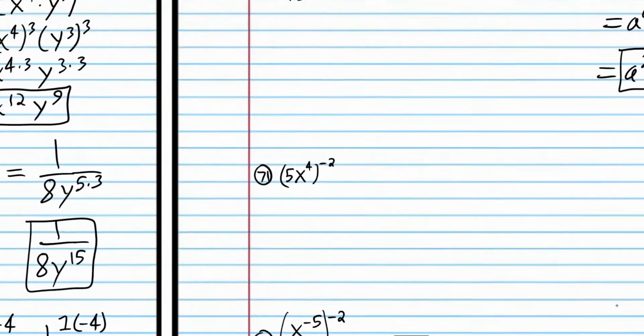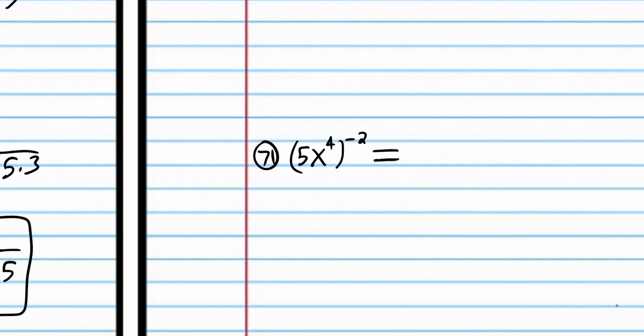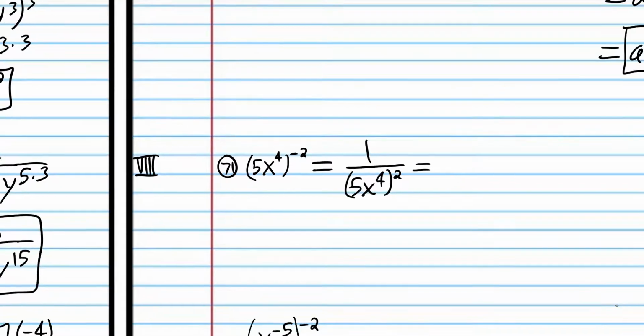All right, we're back. So remember, you want to get rid of that negative exponent first, so we're going to use rule number 8 first. So we have 1 over 5x to the 4th power raised to the positive 2 power. So then we use rule number 3. So we're going to raise 5 to the 2nd power and multiply it by x to the 4th raised to the 2nd power.